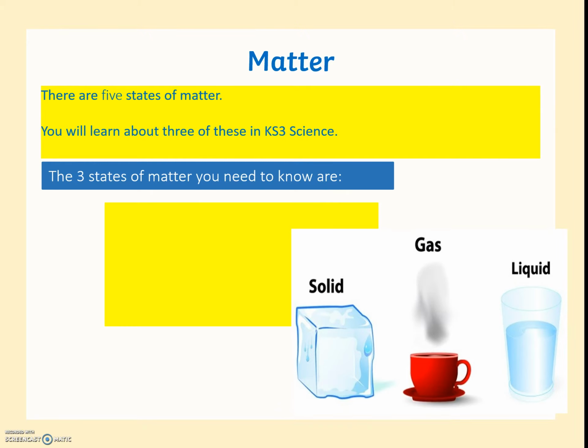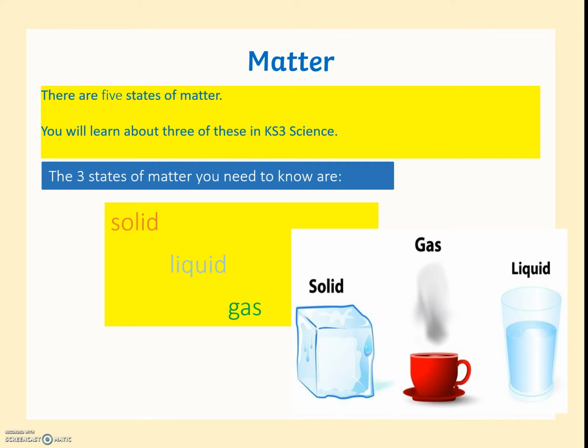There are 5 states of matter you will learn about, 3 of these in Key Stage 3. And the 3 states of matter you need to know are solid, liquid, and gas. So, did you get this one right? A solid might be an example of ice, something that you can touch, something that is tangible, something that is hard. Gas would be an example of steam coming from your cup of hot tea. And an example of liquid would be a glass of water.